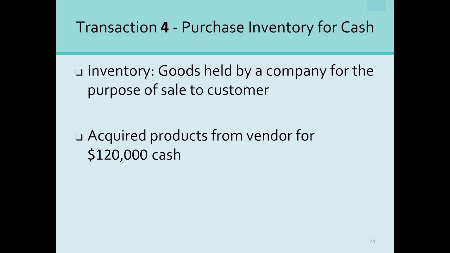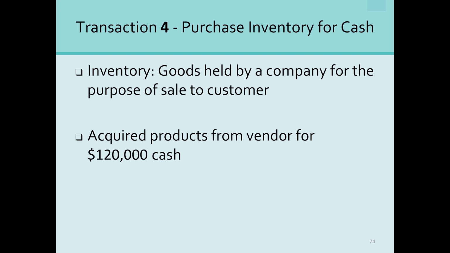Okay. So, what did we buy this time for inventories? We acquired products from a vendor for 1,20,000 cash. How much inventory have we bought? 1,20,000, a lot of money has been spent, cash. So, which means cash has gone down. How much has it gone down by? 1,20,000. And what has gone up? Inventory has gone up. So, cash has gone down by 1,20,000, inventory has gone up by 1,20,000.